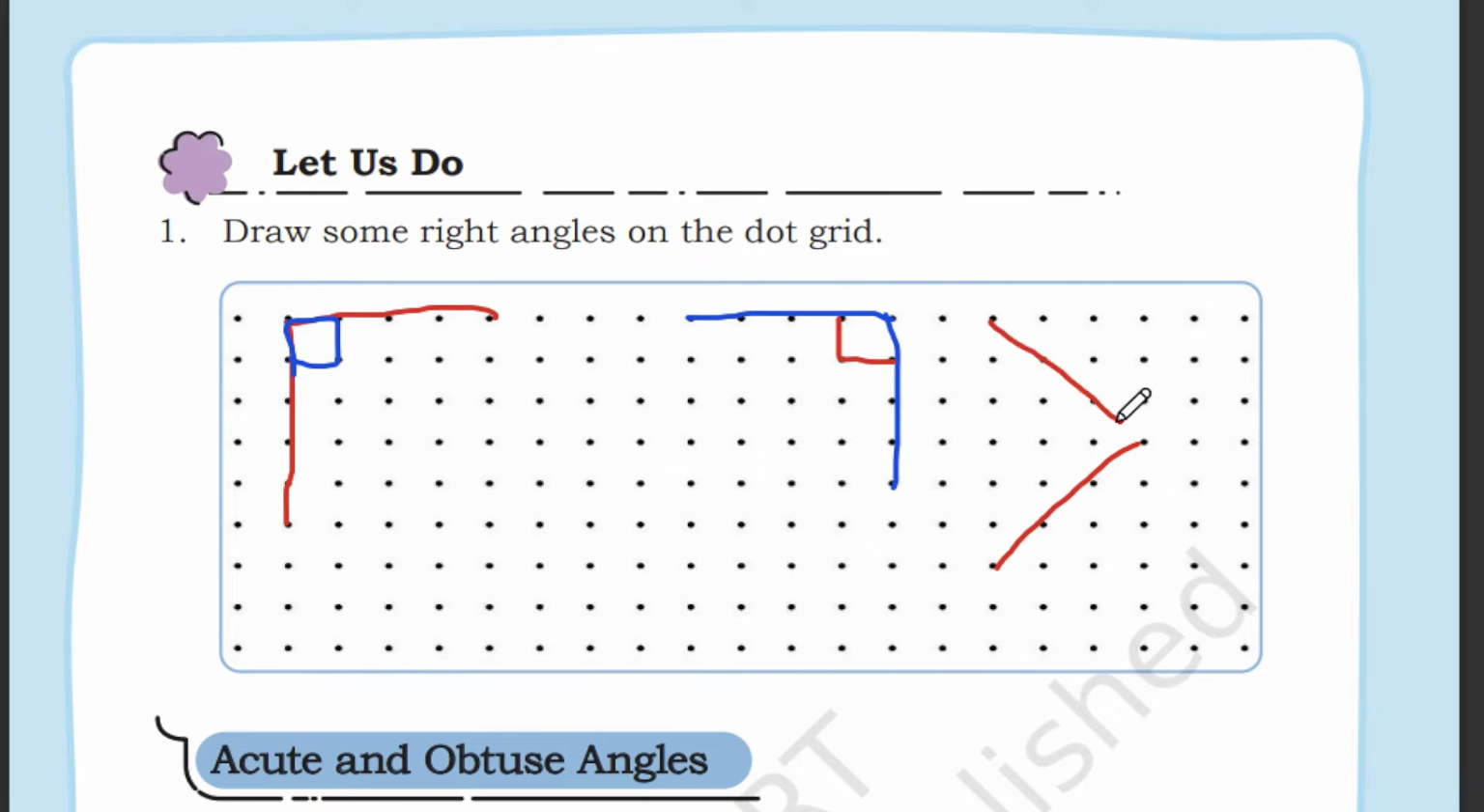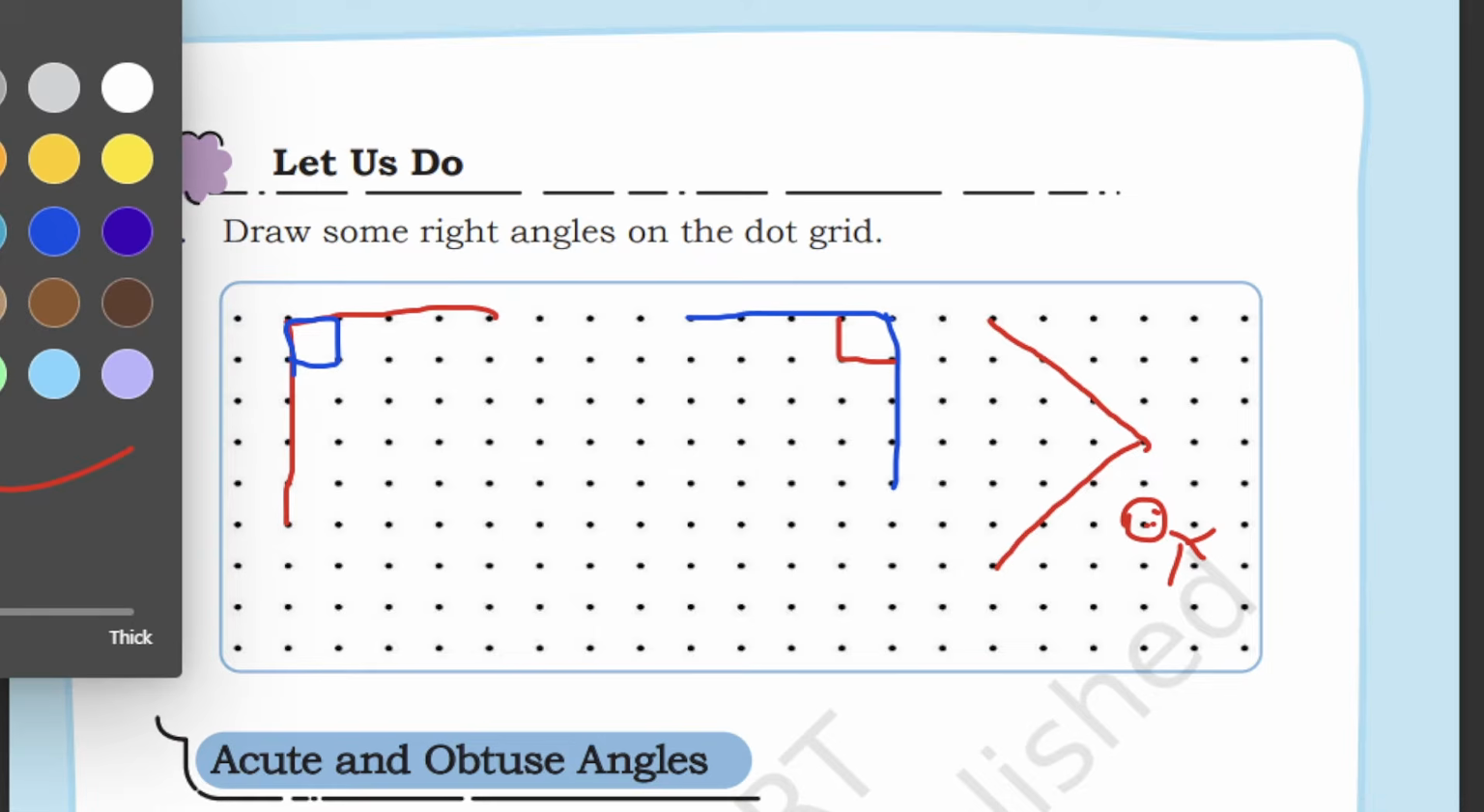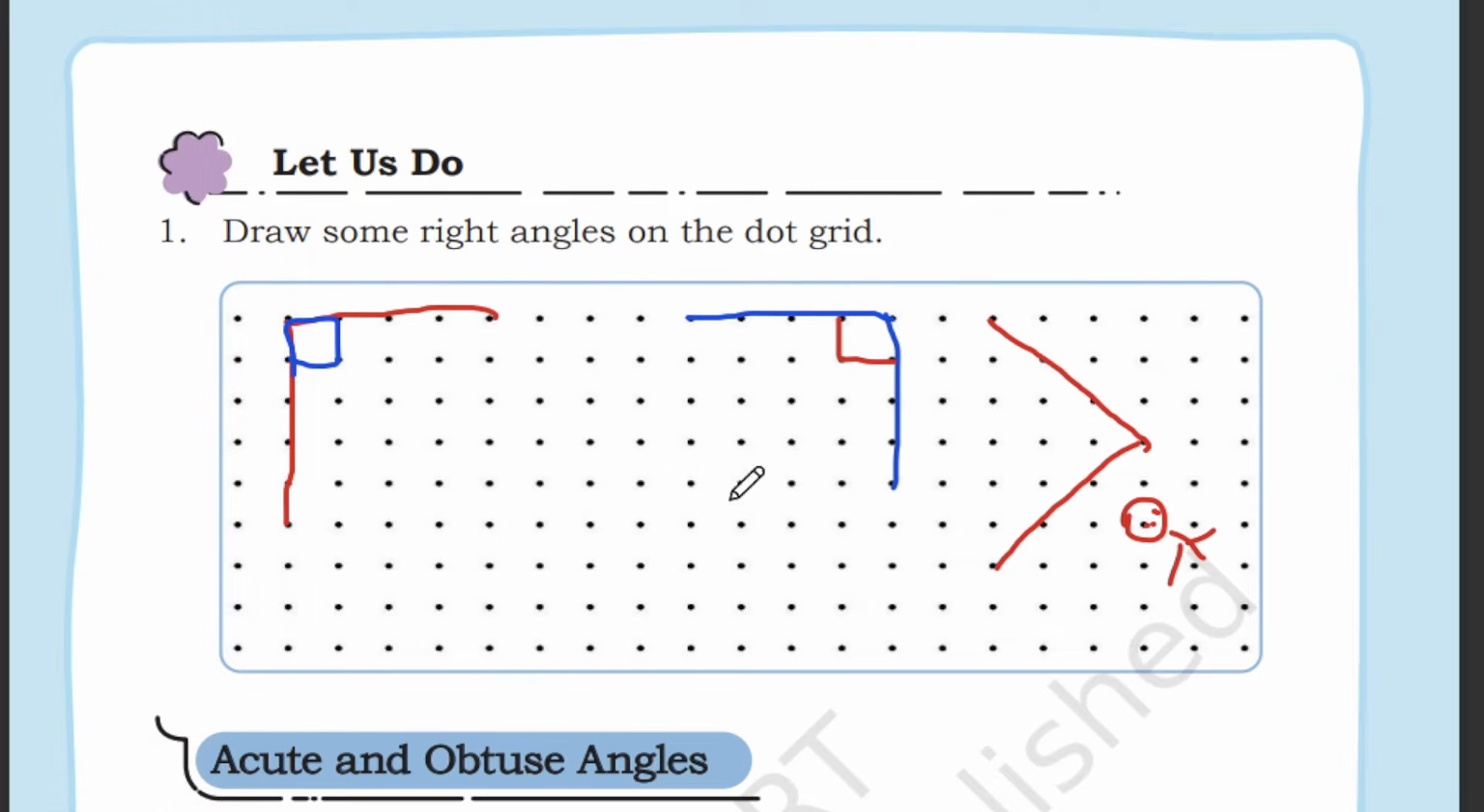This one. Again, when you are looking from here, this one is a right angle. Don't draw the same image I am doing, students. Do it by yourself, try by yourself, okay?